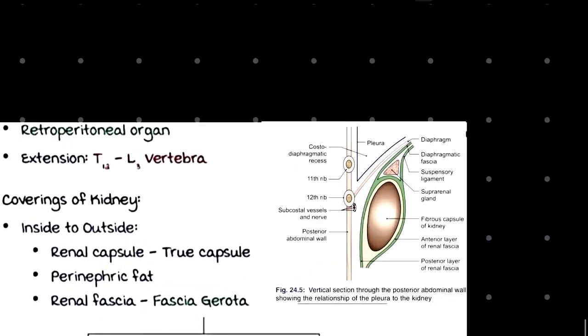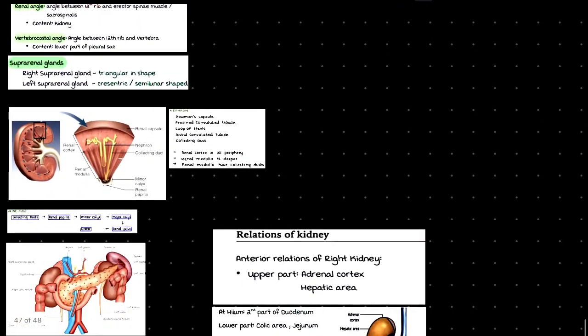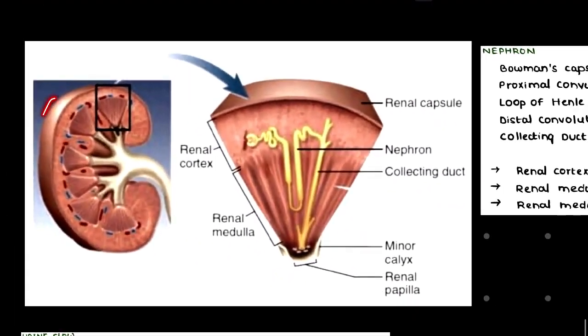Okay, now initially, a brief introduction about the kidney. What is the kidney? It is a retroperitoneal organ, and talking about its extension, it is from T12 to L3 vertebrae, right? Now, this is our kidney. If you see, you'll find that the kidney is divided into what? This outer region is our renal cortex. The term renal is used for kidney, and the inner one is called the renal medulla. So these are the two things, right?